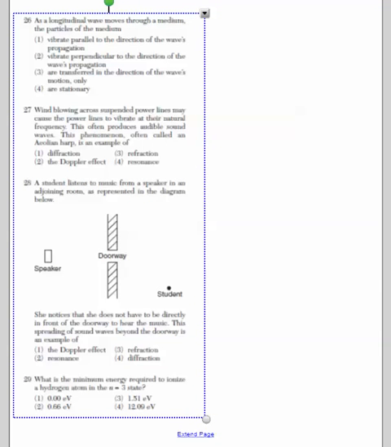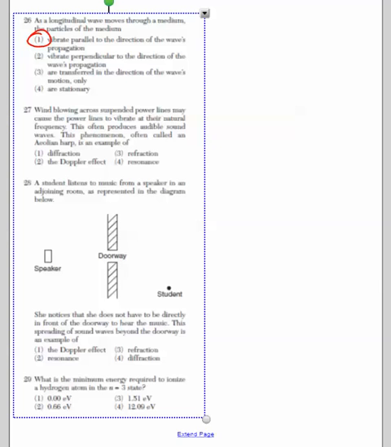Okay, 26, longitudinal waves. Key word for longitudinal is parallel. So longitudinal, the particles vibrate parallel to the direction of the wave. Transverse waves vibrate perpendicular. So if the question asks about transverse waves, the answer would be 2.